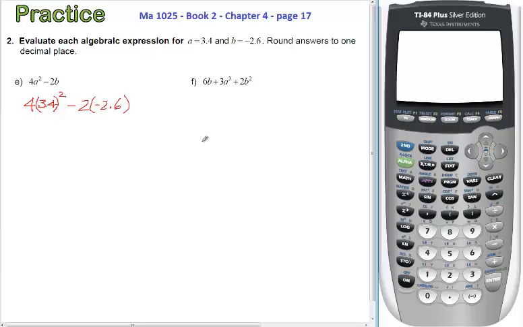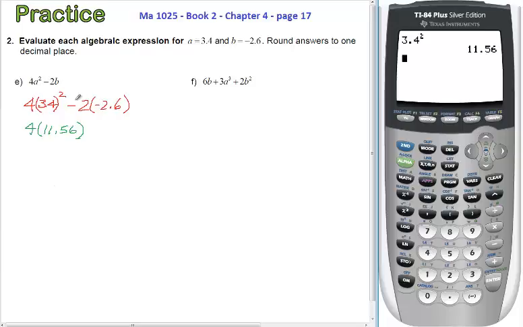Now, if you're asked to show your steps, then rather than shove it into the calculator at this point, you could further show this by doing the BEDMAS rules, right? Order of operations. So you could do 3.4 squared. Now we jump over to the calculator here. 3.4, we're going to square that and get 11.56, because we know we must do exponents first.